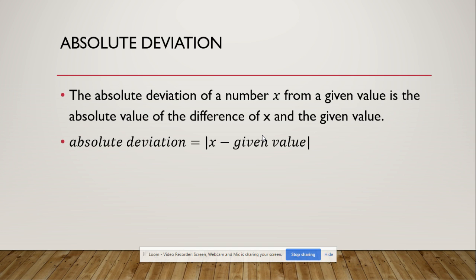And so even if I did 2 minus 5 equals -3, because I'd have it in the absolute value, that would tell me that the absolute deviation was 3. Or in other words, 2 and 5 are 3 apart.